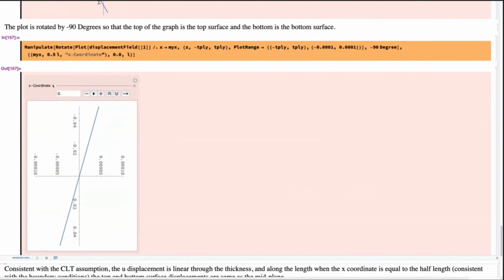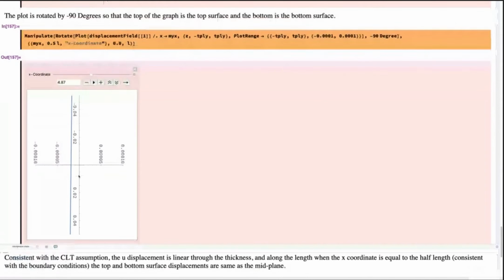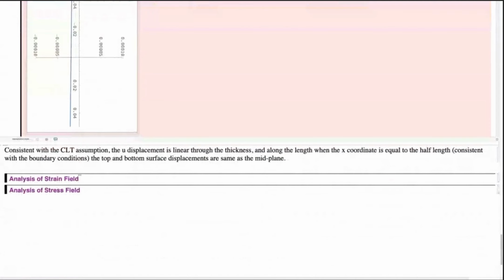At the left end, the plate edge is rotated clockwise. If I go towards the right end, it's rotated counterclockwise. Right at halfway along the length, it's straight up and down, and it also moved in by this much. Okay? Now, this is the displacement through the thickness.